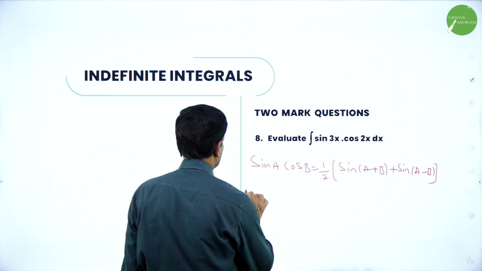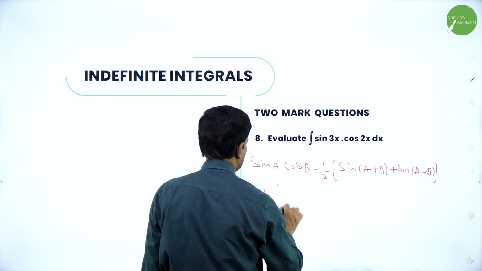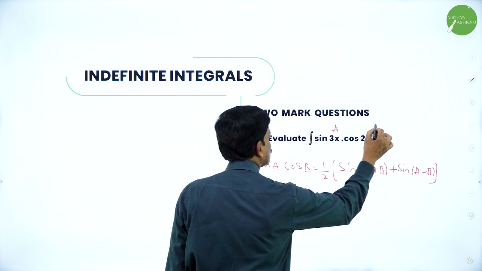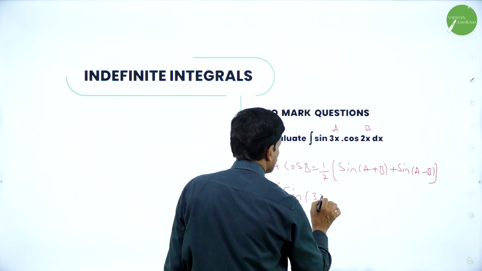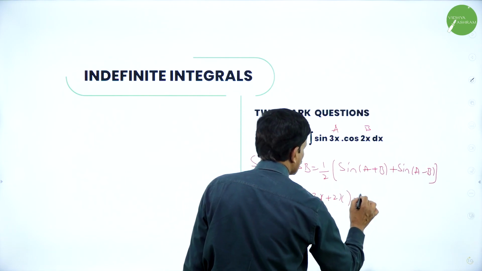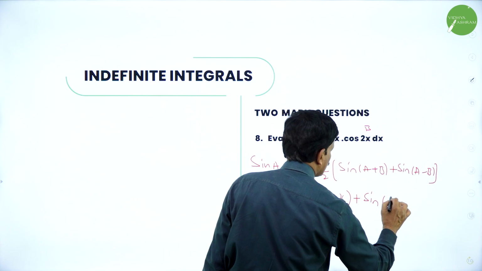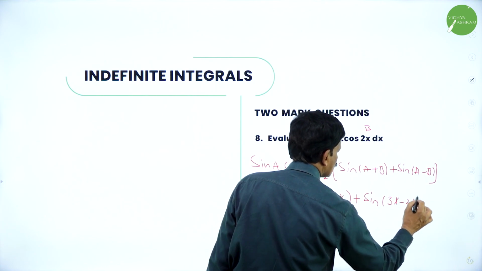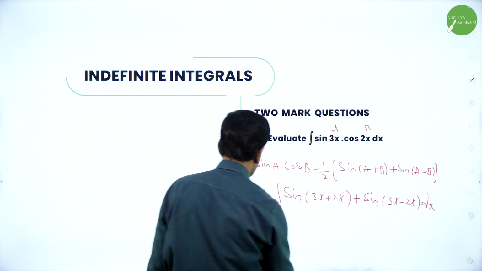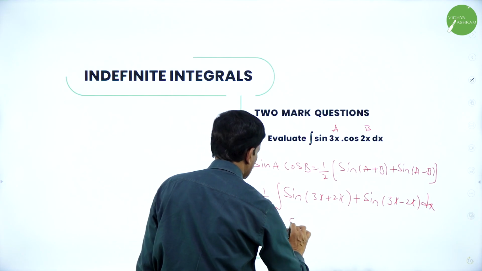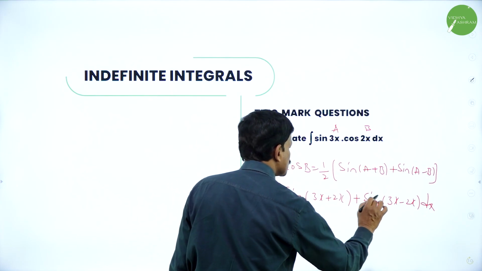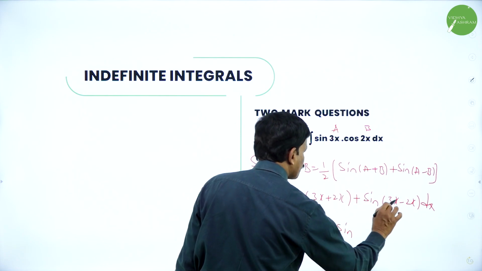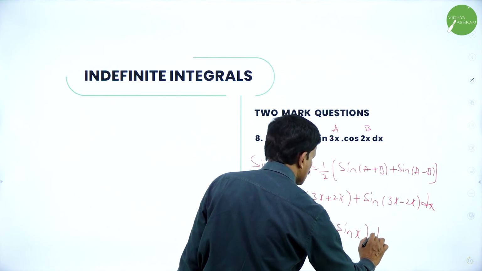Now, this is equal to 1 by 2 out of the integral, where A is 3x and B is 2x: sin of (3x plus 2x) plus sin of (3x minus 2x) into dx. So 1 by 2 into the integral of sin 5x, since 3x plus 2x is 5x, plus the integral of sin x dx, since 3 minus 2 is x.